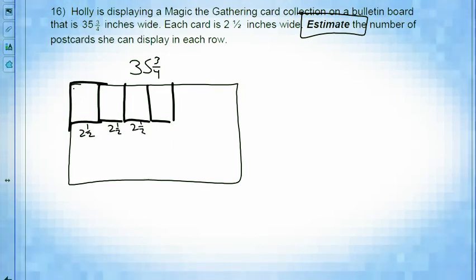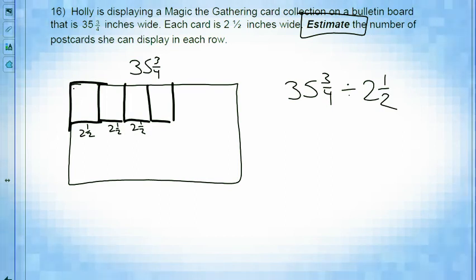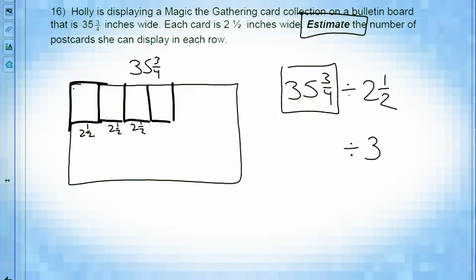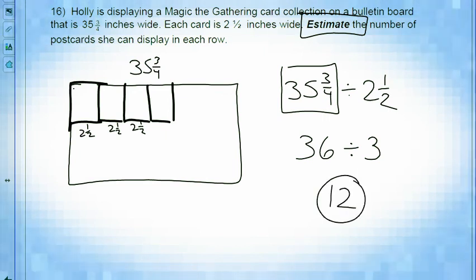So I have 35 3/4 divided by 2 1/2. And what I'm going to do is find some compatible numbers. So I'm going to round 2 1/2, my divisor, to 3. And now I'm going to look for something close to this number that 3 can go into. And to me, 36 works. 36 divided by 3 is 12. So my estimate is 12.